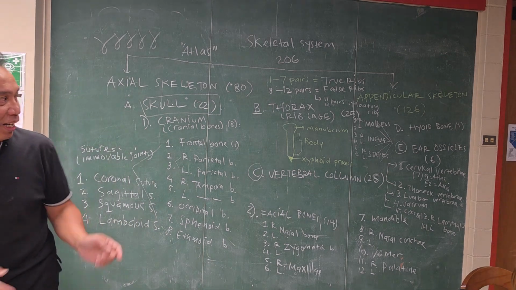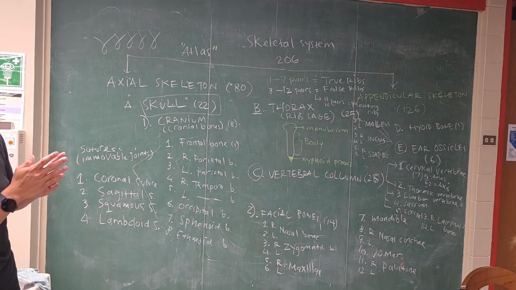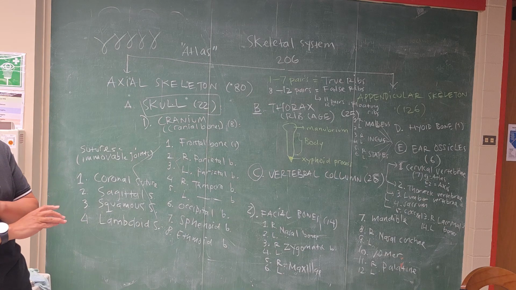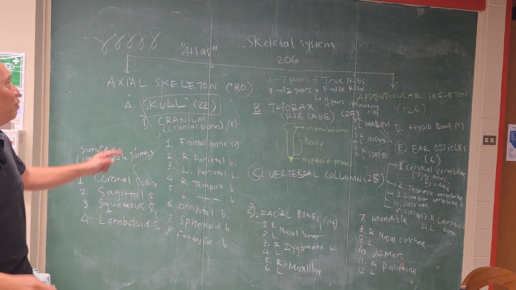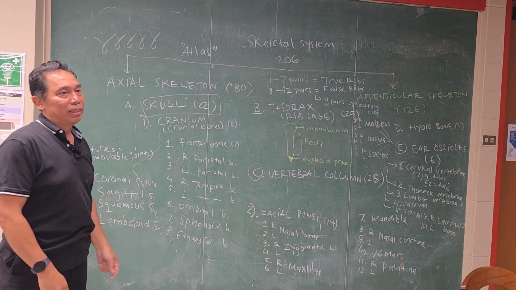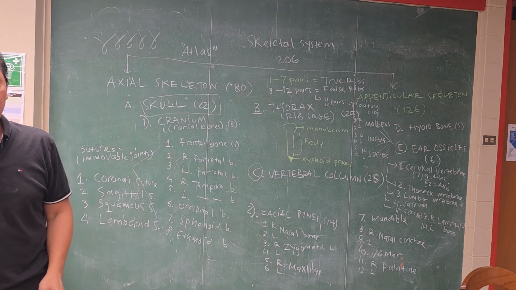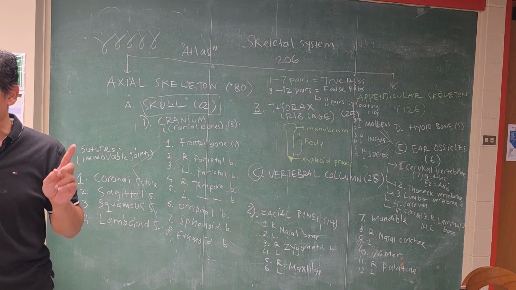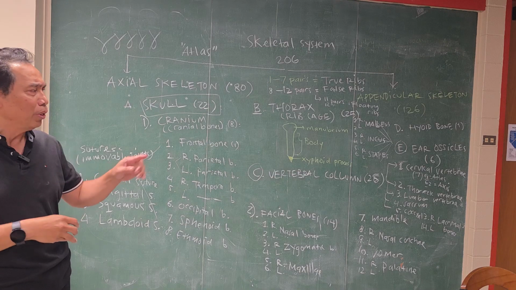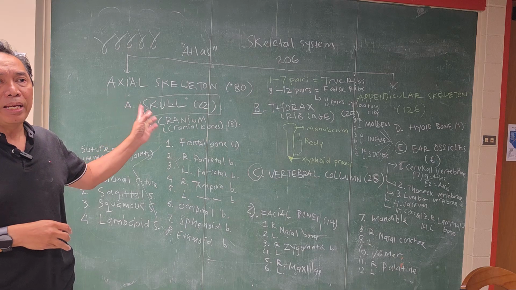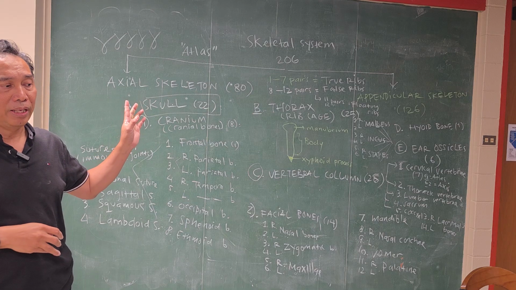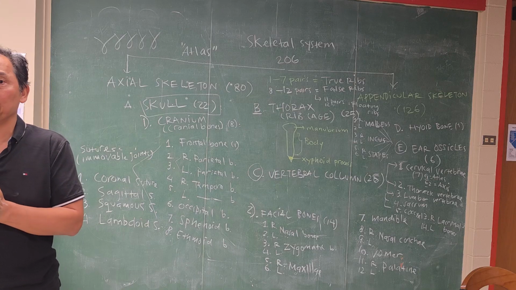How many total already now? There should be 80, right? Should be 80. That's all the names of the axial skeleton. 80 of them. Right? So study at home, and your lab report will also ask you to name many parts of the bone on the axial skeleton. Okay, do you have a question for this one?